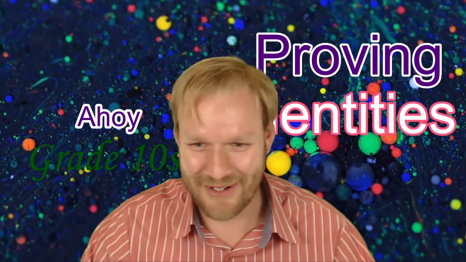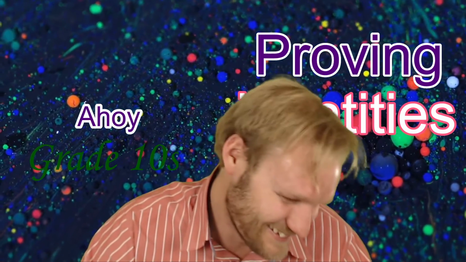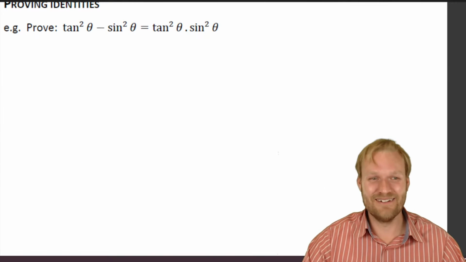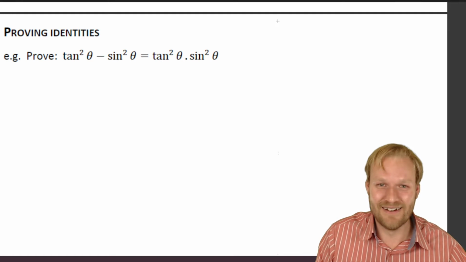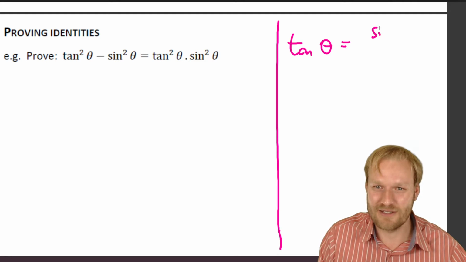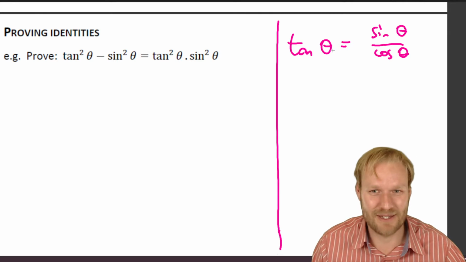Grade 10, so what we're going to do today is prove some identities. Let's just make it maths and go for it. In proving identities, what we need ready on hand is a bit of a sense of humor, and to remember that tan theta equals sine theta over cos theta. So pop that down.